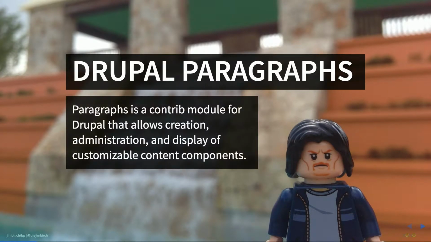So, Drupal Paragraphs. Paragraphs is a contrib module that this module builds upon. It allows administrators to create structured content and structured layouts inside of one node. So their official definition is a contrib module for Drupal that allows creation, administration, and display of customizable content components.